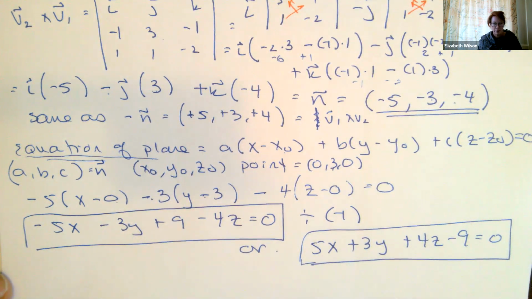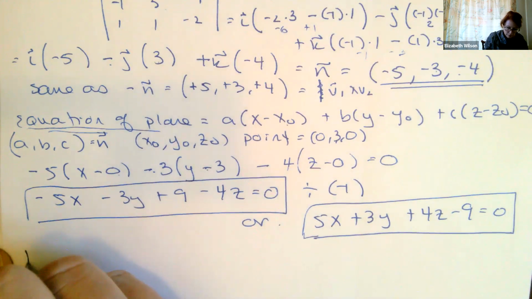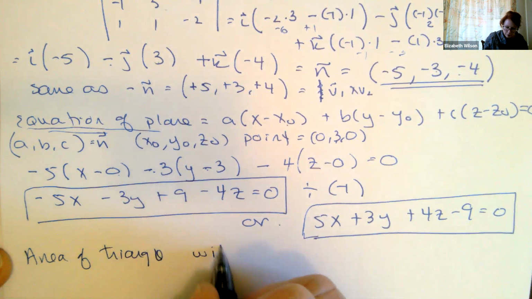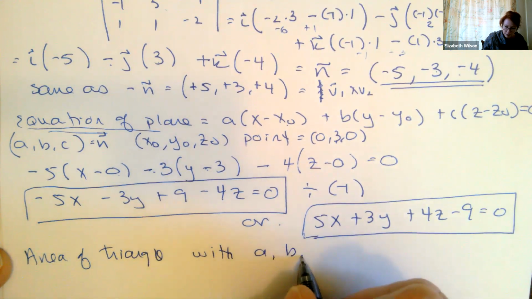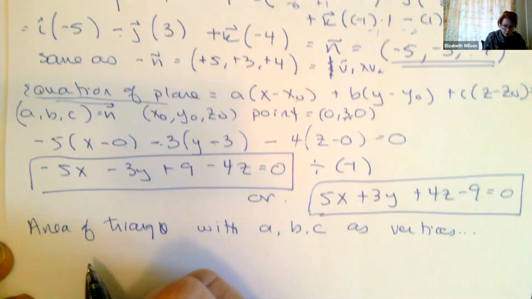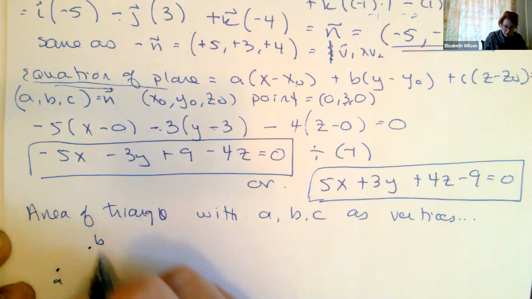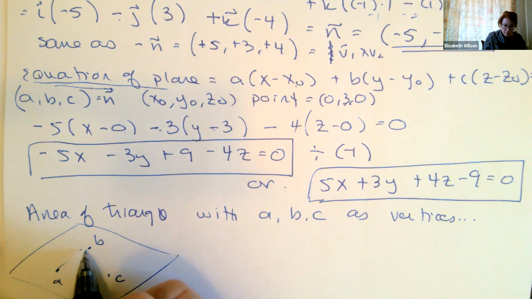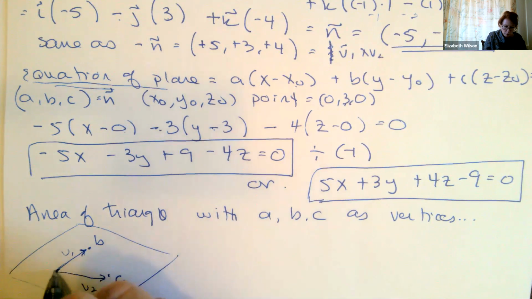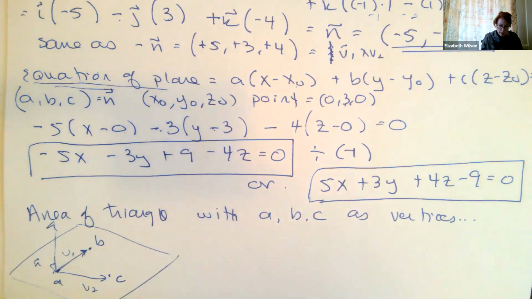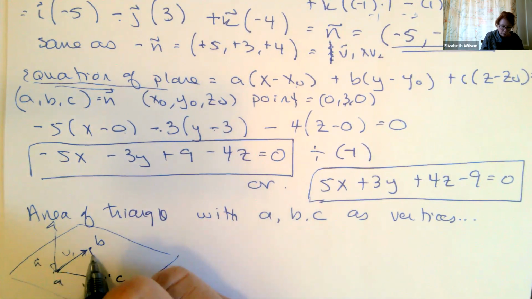Now, if I wanted to talk about the area of the triangle with A, B, C as vertices, right? So let's remember what we did before. So I've got my A, my B, and my C. Remember, I didn't plot this in the axis, right? And we found our V1, we found our V2, right? And we found our normal vector, right? This is what we just found here. Okay, so now we want to find the area of the triangle with A, B, C as vertices.